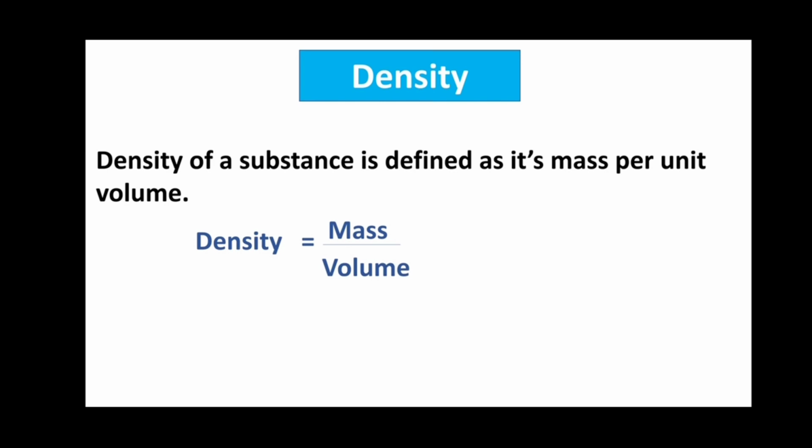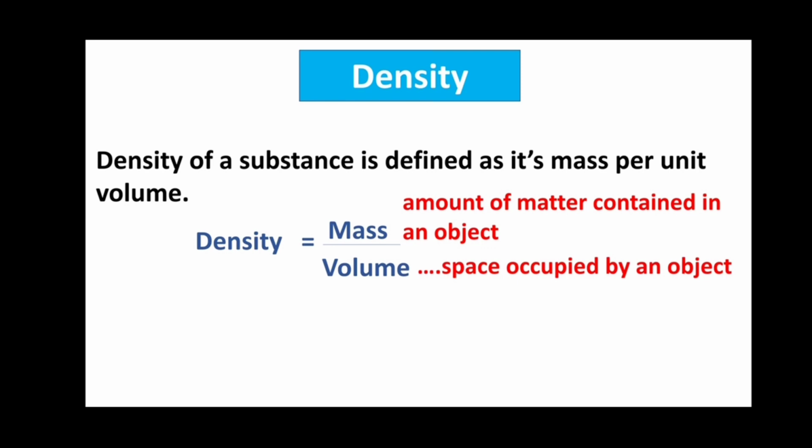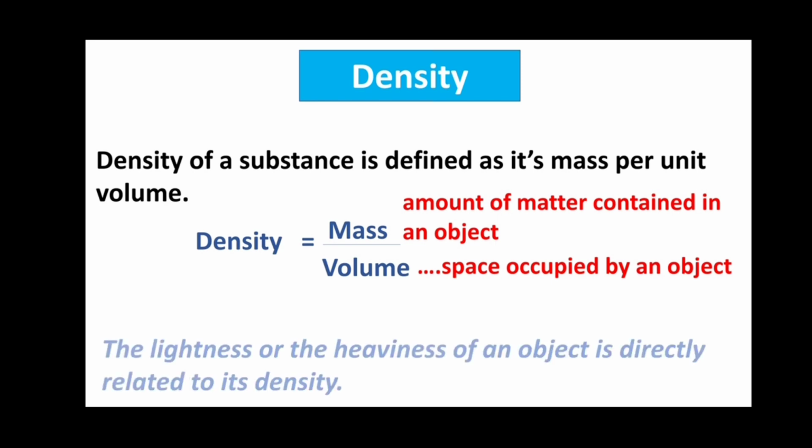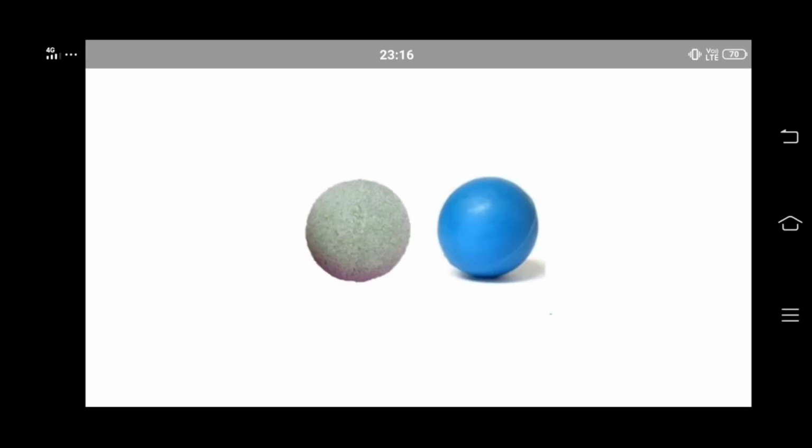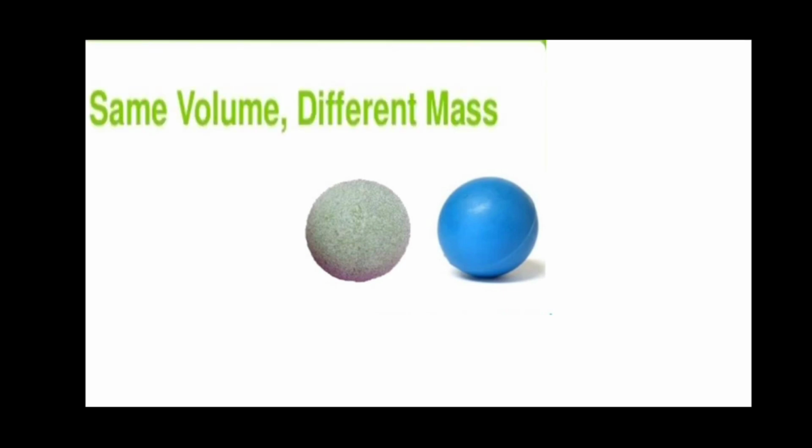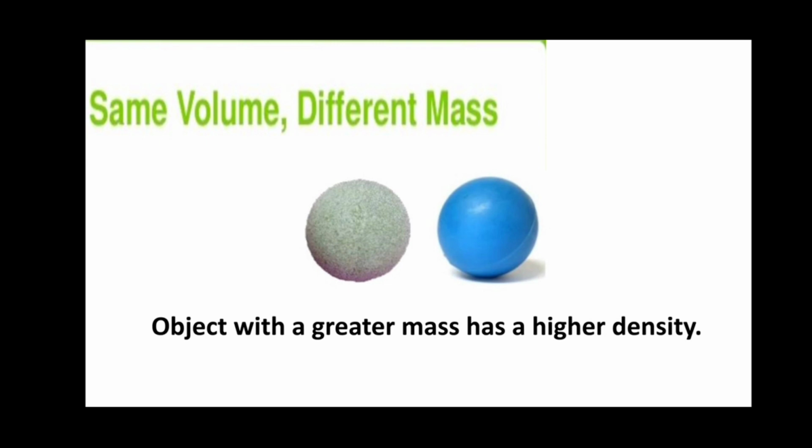And we know that mass is the amount of matter contained in an object, whereas volume is the space occupied by an object. This simply tells how much mass is packed in a unit volume of the substance. The lightness or heaviness of an object is directly related to its density. Consider two objects having the same volume but one has a greater mass. So we can say that the object with a greater mass has a higher density.